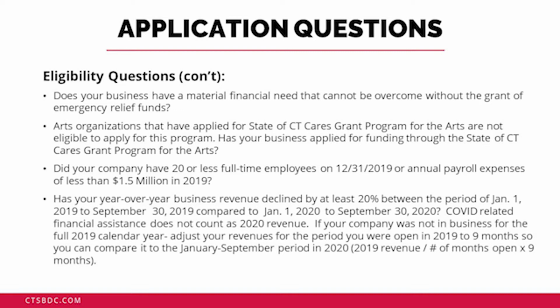For question 4, has your year-over-year business revenue declined by at least 20% between the period of January 1, 2019 to September 30th, 2019, compared to January 1, 2020 to September 30th, 2020? Business owners may use their gross sales to calculate their revenue decline estimate.